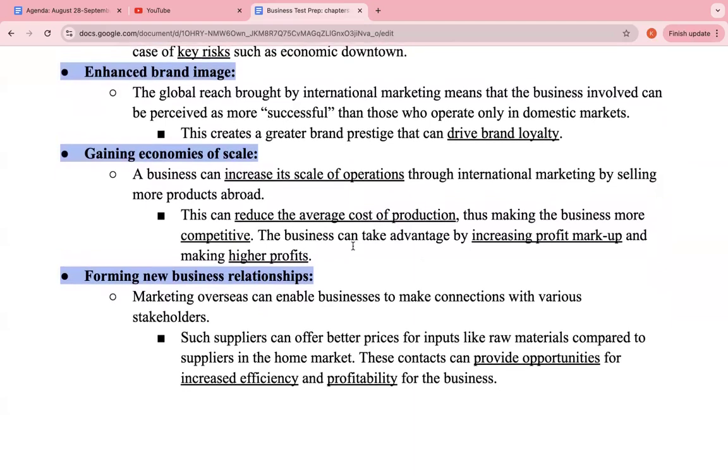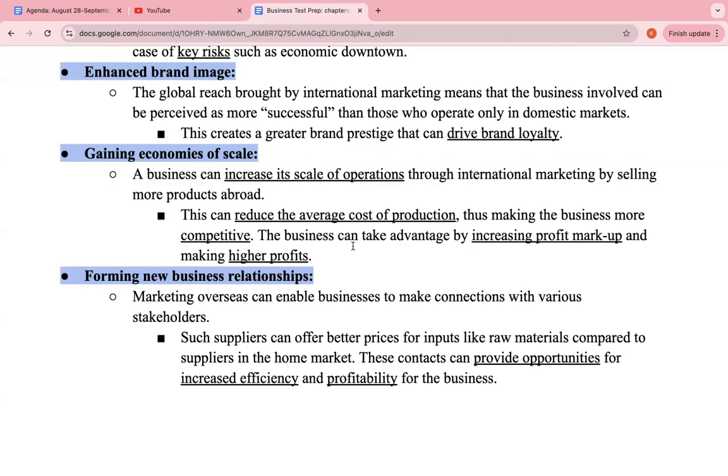Enhanced brand image. The global reach brought by international marketing means that the business involved can be perceived as more successful than those who operate in domestic markets. Once it has an enhanced brand image, it has more brand awareness, and more individuals are aware of the business's existence and what it has to offer to the market. It might not be making more profit, but at least its brand image is better, so it might even gain more investors. This creates a greater brand prestige that can drive brand loyalty. It'll have a nicer brand name, and people will want to be associated with the brand.